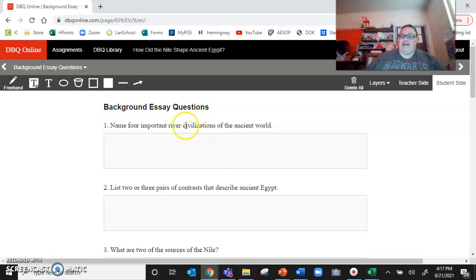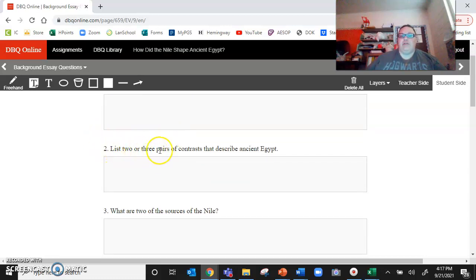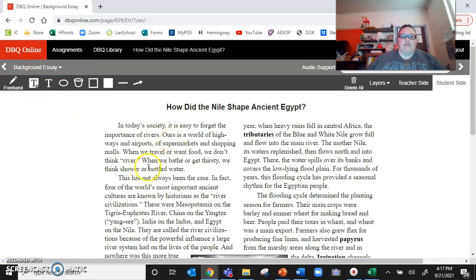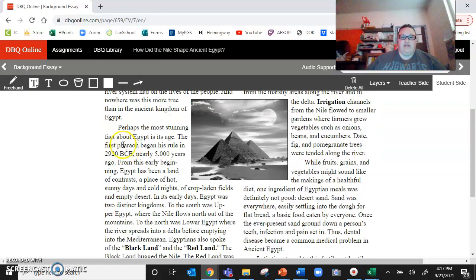We've already gone over the timeline, so let's go back to the text. Number 1, we have every class is finished. Number 2, we're looking for pairs of contrasts. So follow along with me as we read.